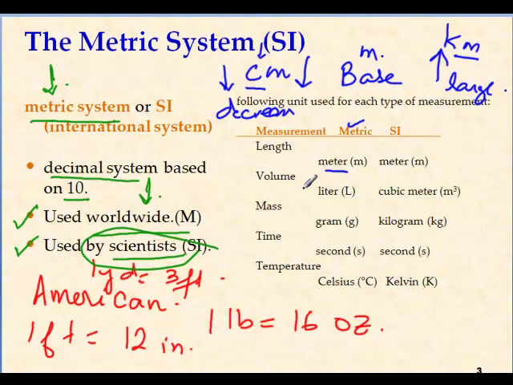For volume, the base unit is the liter, and it can be increased or decreased. Similarly, for mass it is the gram. Time, amazingly, is always the same, so we really don't have to worry about it. It's 60 seconds, and we have the traditional time. There's no difference in time measuring in either system. And for temperature, notice we're using Celsius, which was formerly called centigrade, in the metric system, and in the SI, it's Kelvin.